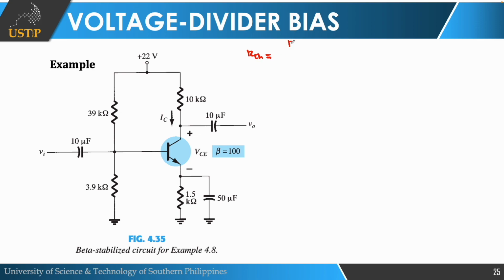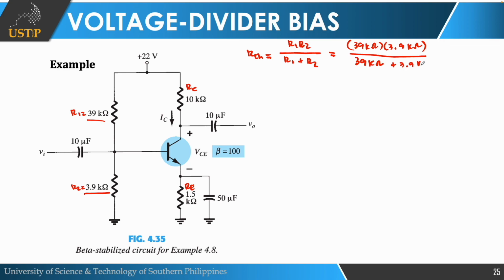That is R1 times R2 all over R1 plus R2. R1 and R2 are these two resistors, just to name them. So this is your RC and this is your RE. For R1, we have 39 kilo ohms multiplied by 3.9 kilo ohms, and then the sum of these two. So we will get a value of 3.55 kilo ohms.